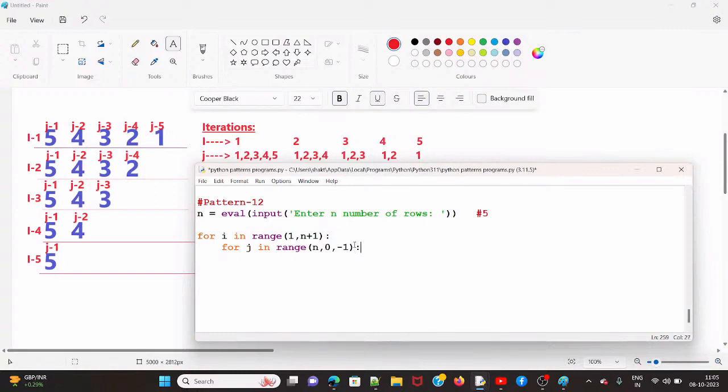So let's observe the debugging here. When I value 1, then what are the j values? 5, 4, 3, 2, 1, right? Because starting from 5 up to 0, meaning before 1.